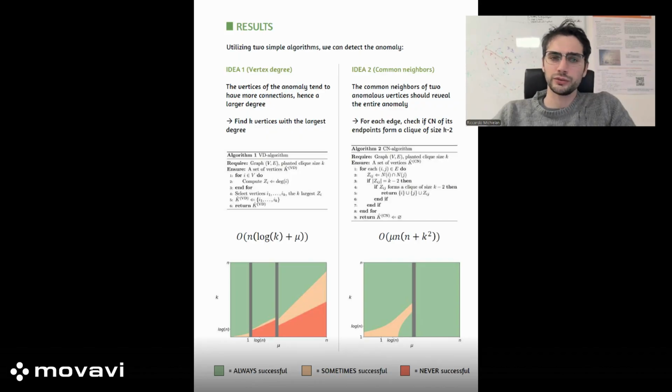Our results show that the vertex degree algorithm performs quite well almost always when k is large, but performs badly when the density of the graph increases, so when mu is large. On the other hand, the common neighbors approach works almost every time, which is very interesting.